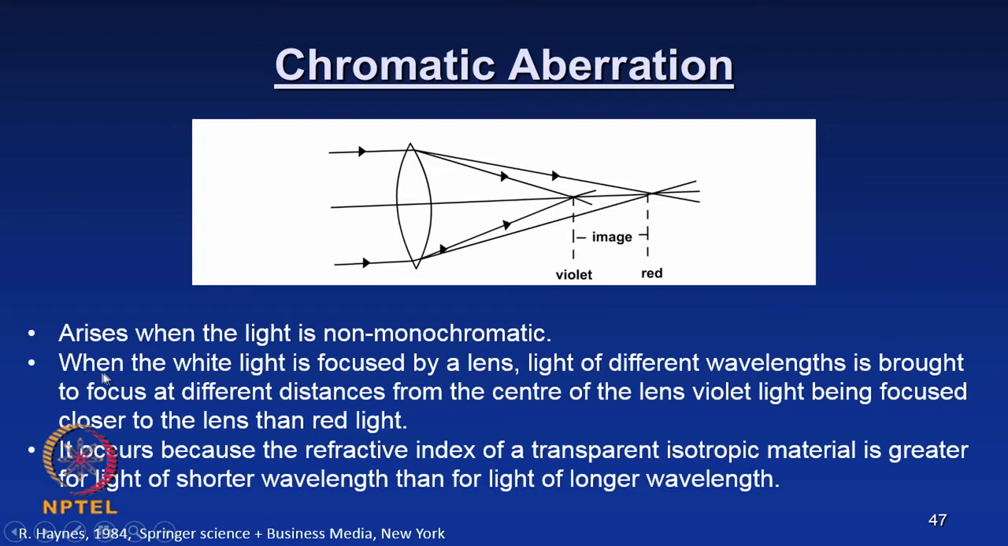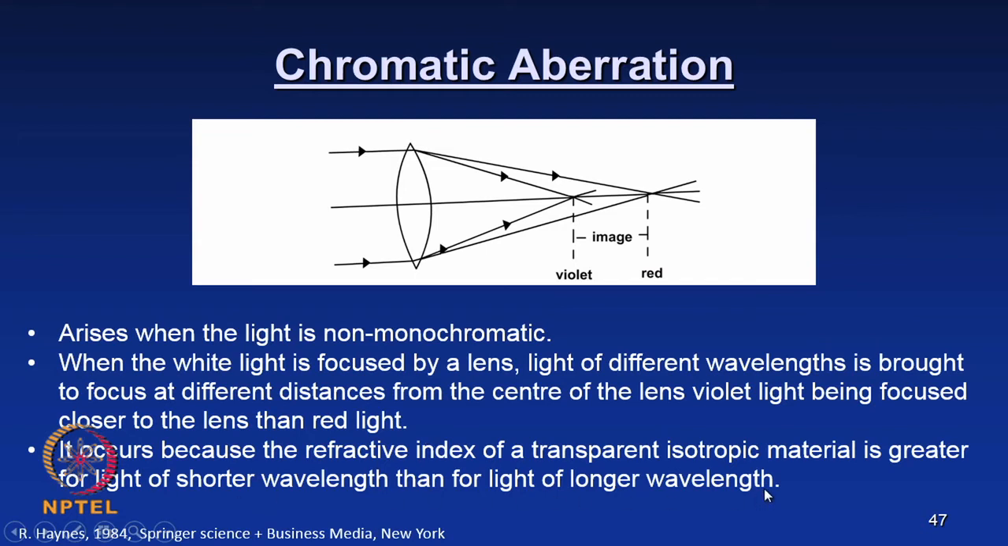So, let us look at the remarks. When white light is focused by a lens, light of different wavelengths is brought to focus at different distances from the center of the lens, violet light being focused closer to the lens than the red light. So, we are talking about the visible spectrum. That means your violet light will have a different wavelength compared to the red light. So, they are all being focused at different distances, and it occurs because the refractive index of a transparent isotropic material is greater for light of shorter wavelength than for light of longer wavelength.